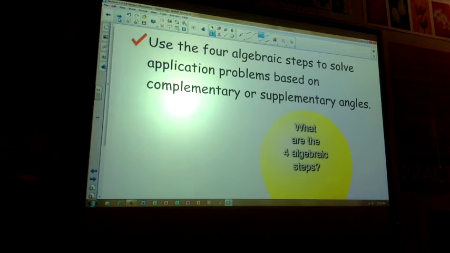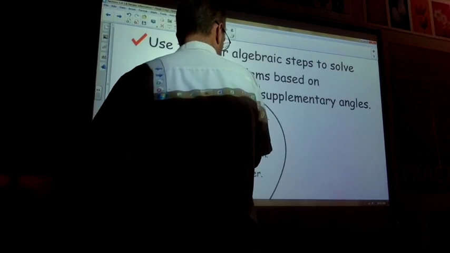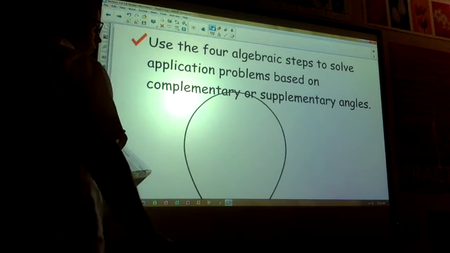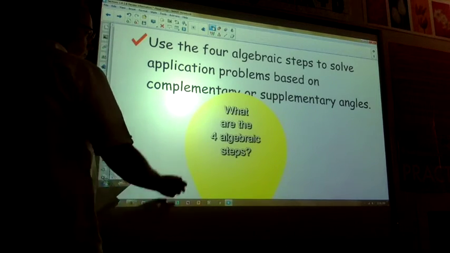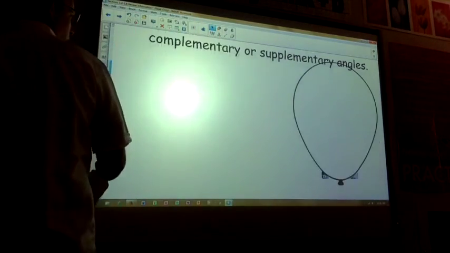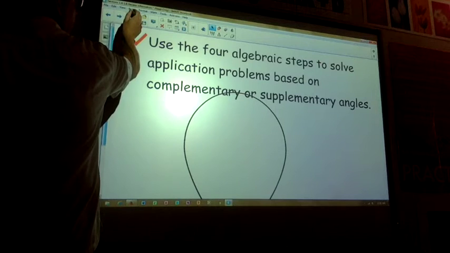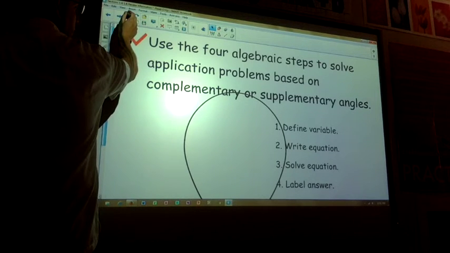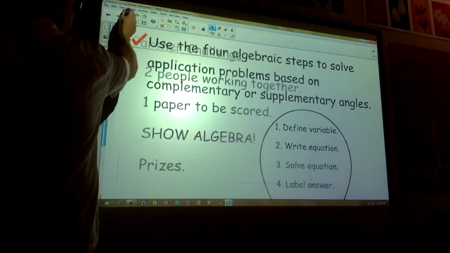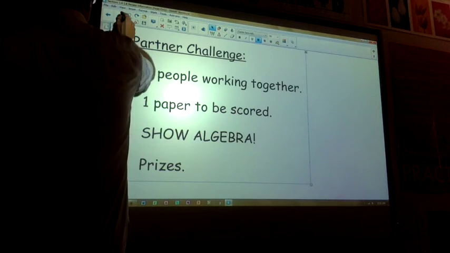What are the 4 algebraic steps? Define the variable, write equation, solve equation. Cool. All right, partner challenge, we're not doing that.